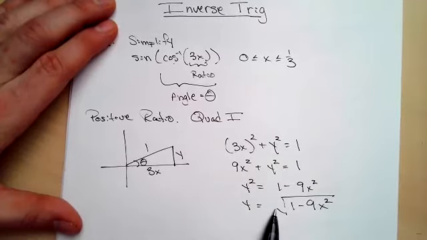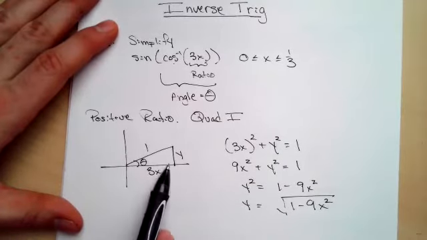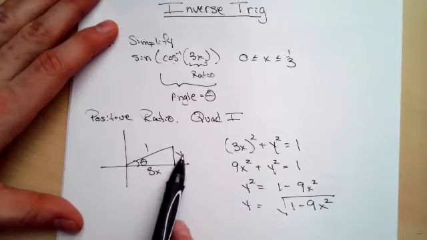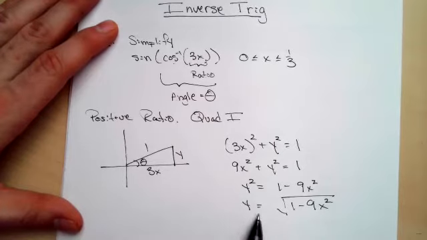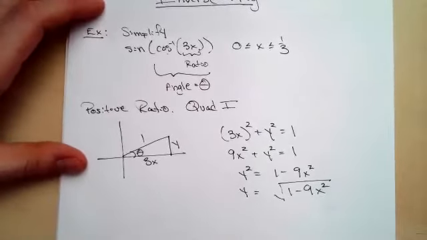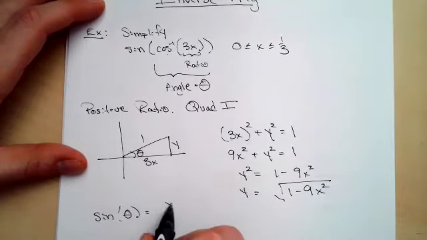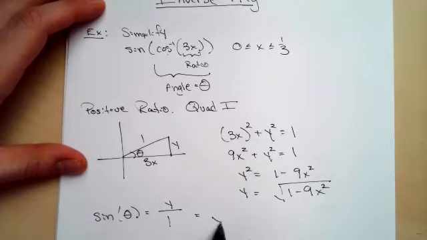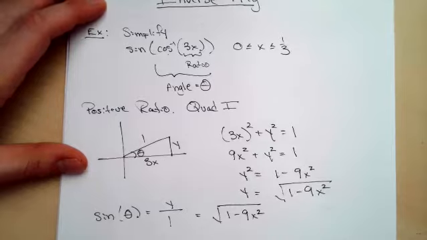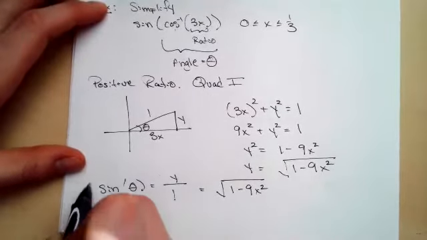Do we need the plus or minus? In this situation, it's going to be dictated by what quadrant we're in. Our y was our vertical distance, and since it's in quadrant 1, it's going to be positive, along the positive vertical axis. So we have our y, and now all we want to do is compute sine of that. And that's our answer.